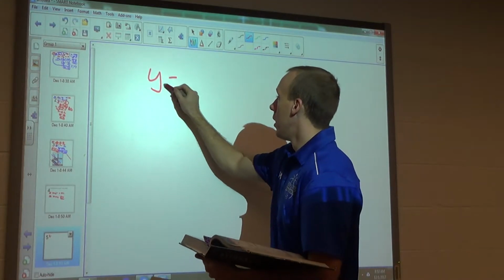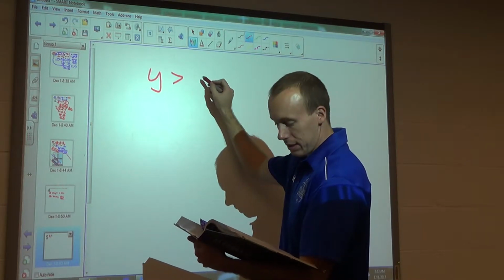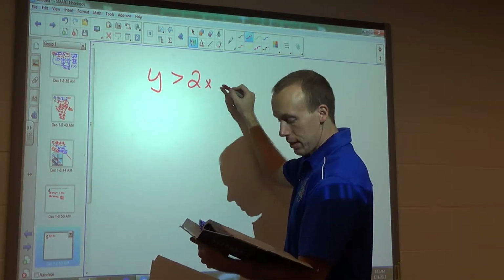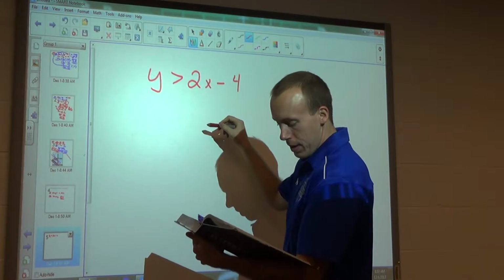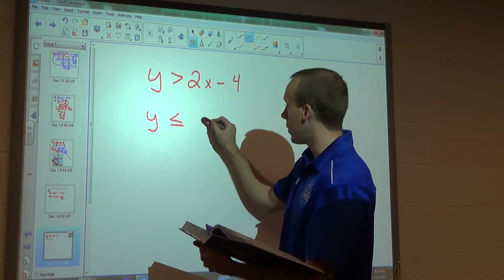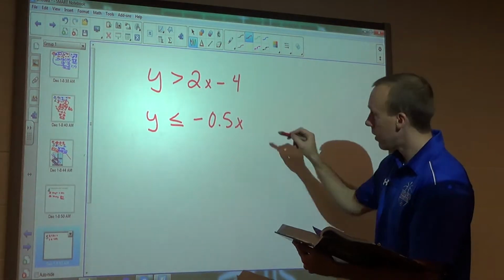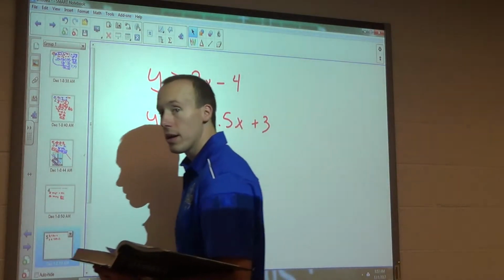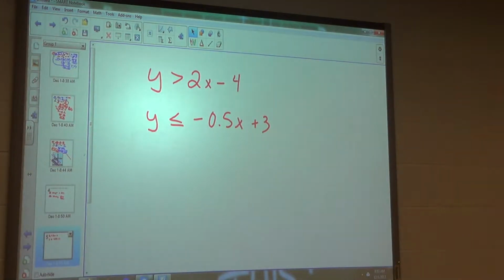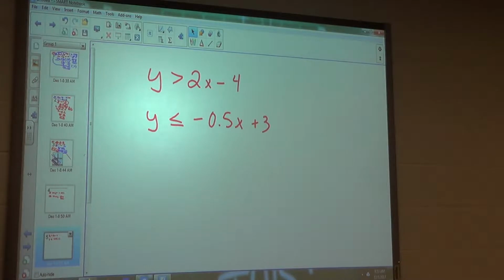So, we're going to have the first equation be this: 2x minus 4, and then y is less than or equal to negative 0.5x plus 3. Okay, so on your paper right now, pretend those are just regular lines, and graph those two using the graphing method like we've been doing the last couple days.